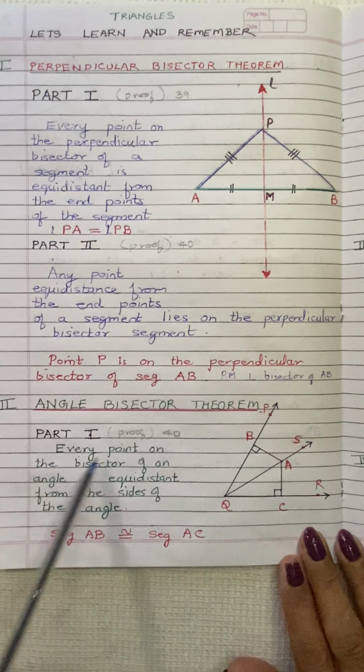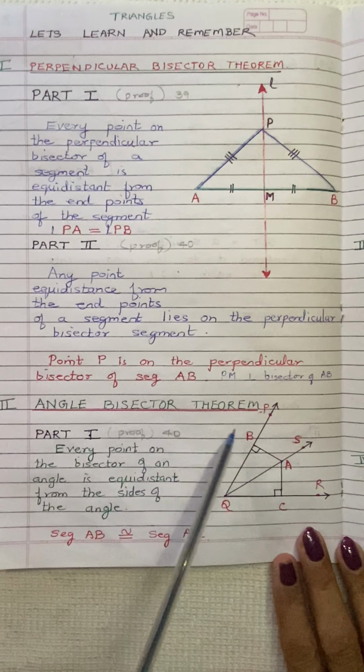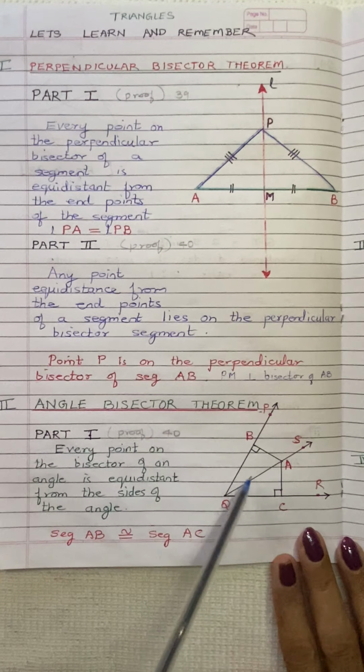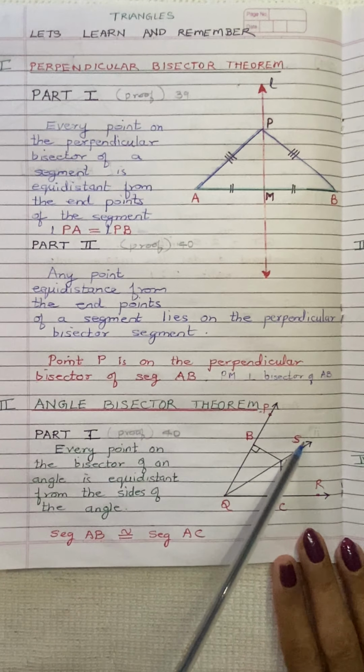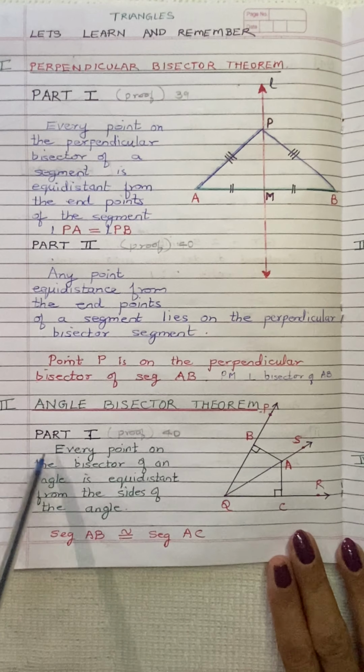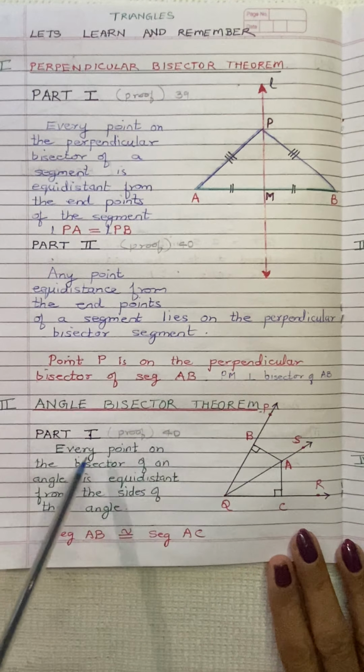Now the second theorem, the angle bisector theorem. Now you know what an angle bisector is? It divides an angle into two equal parts. So this ray QS is called the angle bisector. So let's see the theorem. Part 1, the proof is given on page 40 of your textbook in detail.